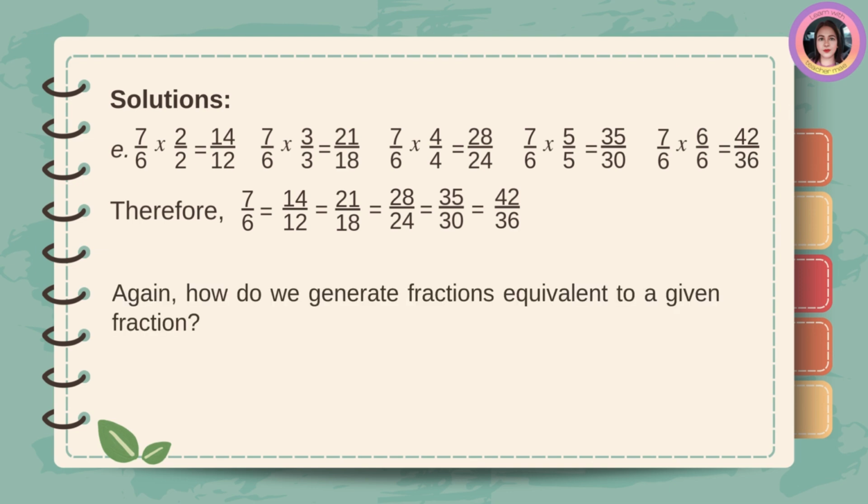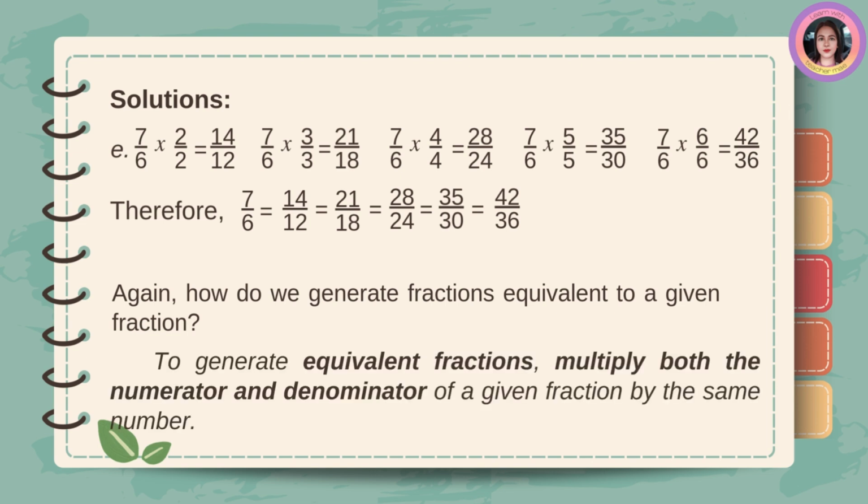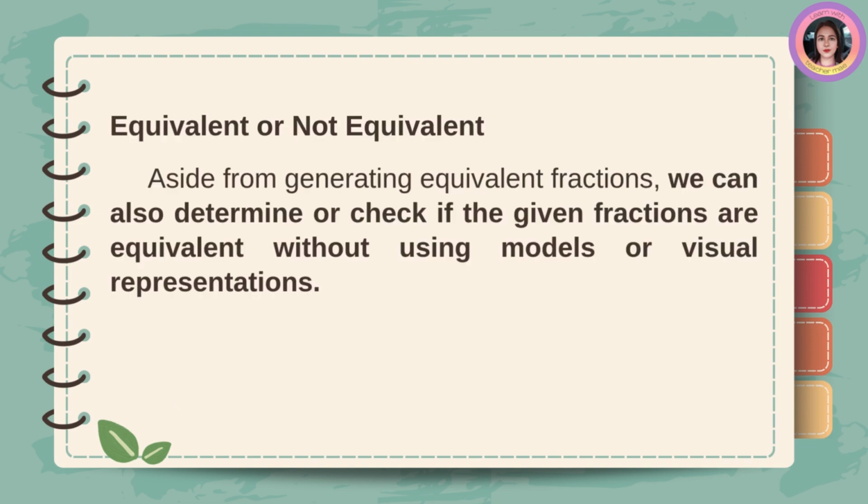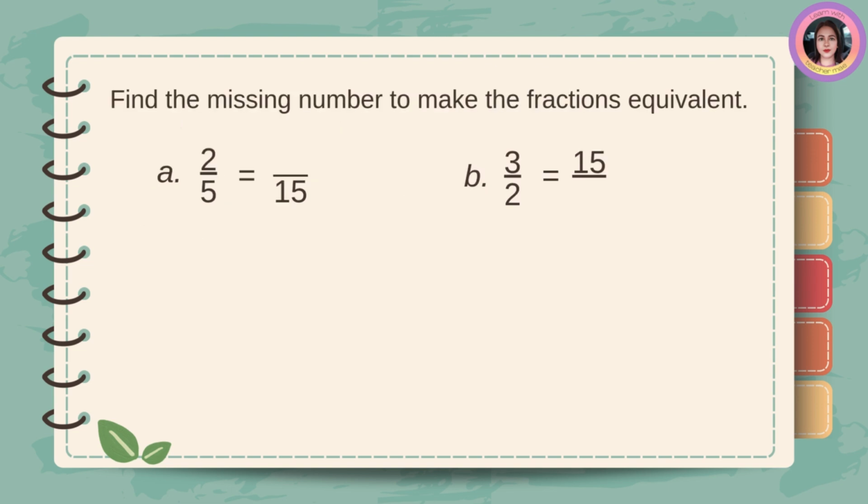Again, how do we generate fractions equivalent to a given fraction? To generate equivalent fractions, multiply both the numerator and denominator of a given fraction by the same number. Equivalent or not equivalent. Aside from generating equivalent fractions, we can also determine or check if the given fractions are equivalent without using models or visual representations. Find the missing number to make the fractions equivalent.